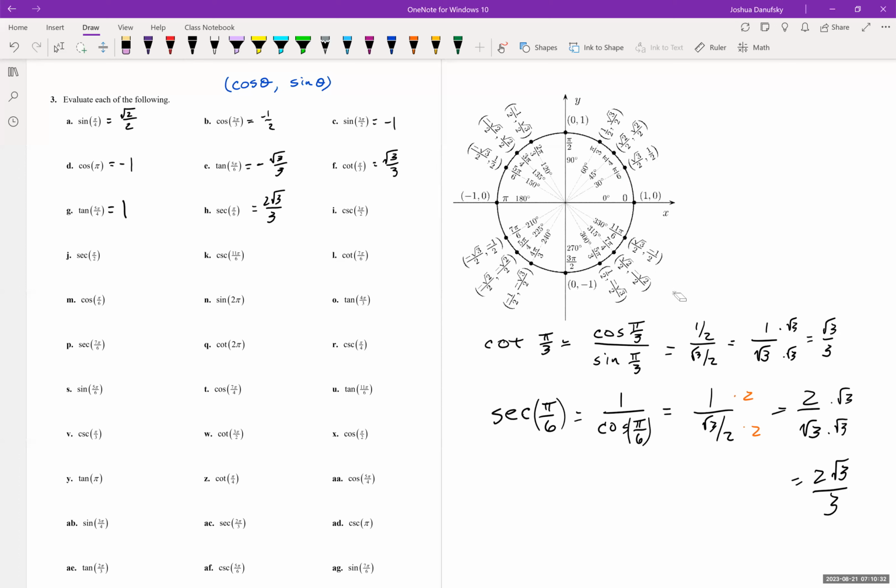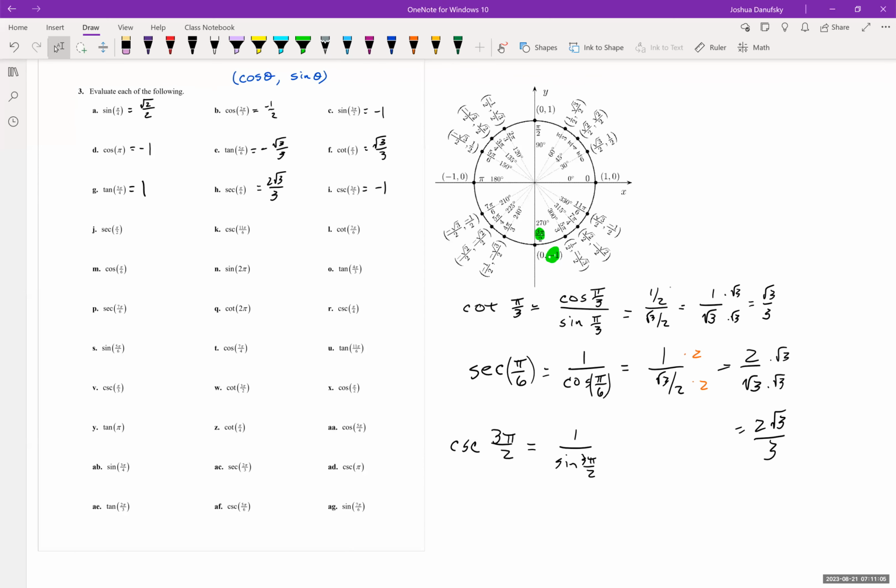Looking at one more, 3 pi over 2 is down here. We want cosecant, right? So cosecant of 3 pi over 2 is 1 over the sine of 3 pi over 2. The sine of 3 pi over 2 is this y value right here. And we just need to take the reciprocal of that to get the cosecant. And that, of course, the reciprocal of -1 is -1. So that's how we do this using the unit circle.